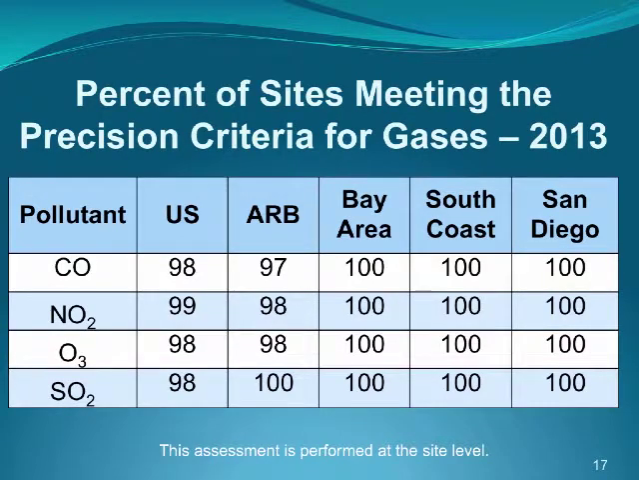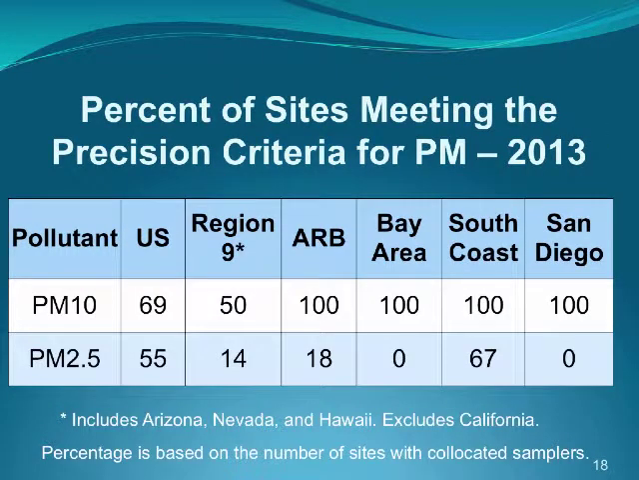So this led us to investigate further. Is something unique to California, or is this something we're seeing with the rest of the nation? We compared our results with the rest of the nation, and we're looking at gases instruments. At the site level, as you can see, there are no significant issues at all with gases. Overall, the majority of the sites are meeting the precision criteria. However, it's a different story for PM.